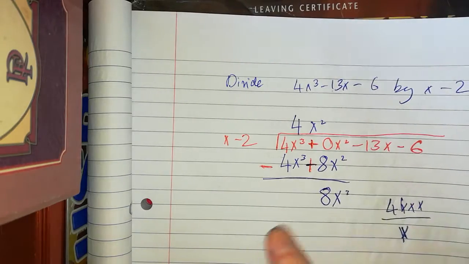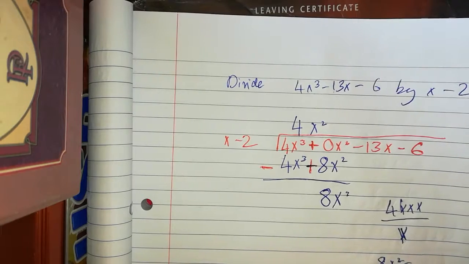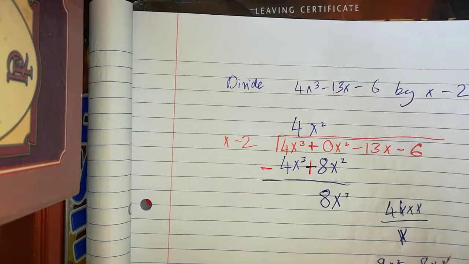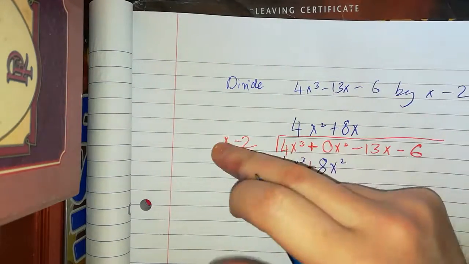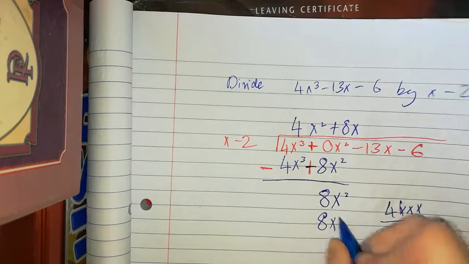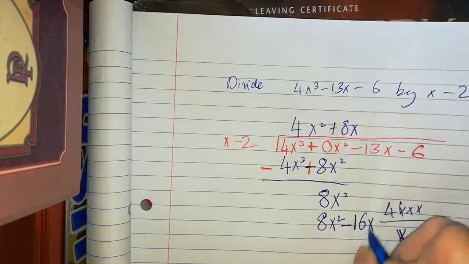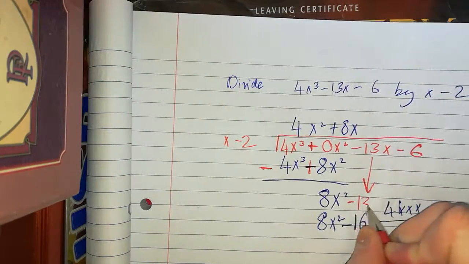So then we have to divide 8x squared by x. So 8x squared is 8 by x, and we have to divide that by x. So we just get 8x. So then 8x by x is going to be 8x squared. 8x by minus 2 is going to be minus 16x. And then we have to bring down our minus 13 here from up here.